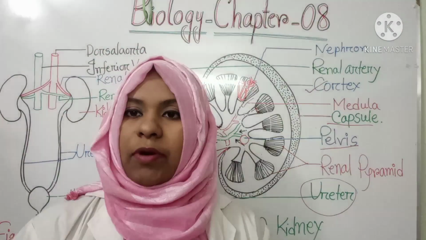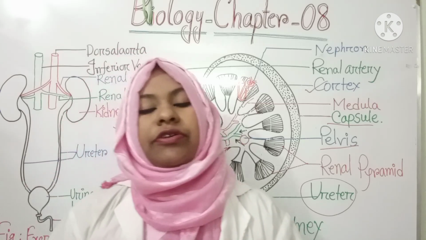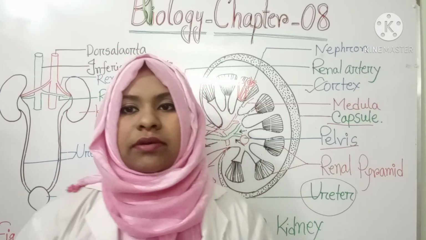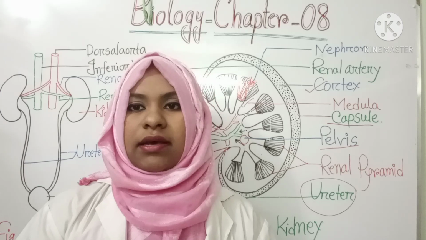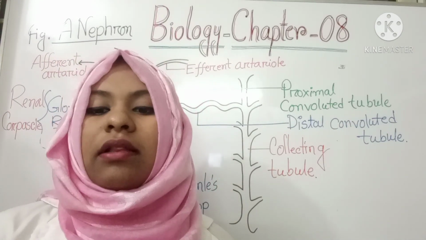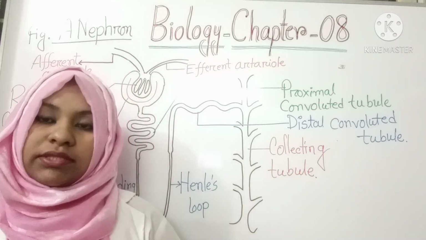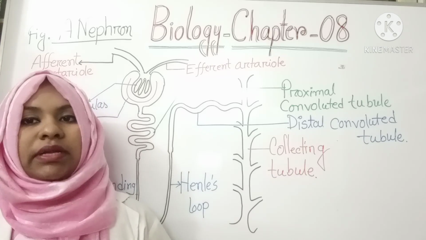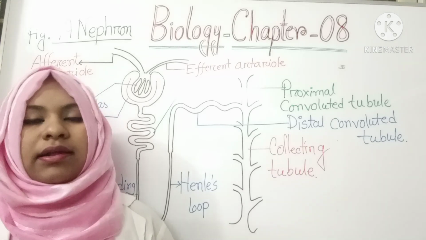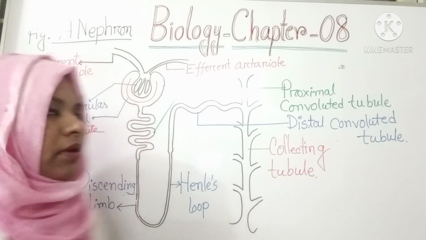Each kidney contains a particular type of tubules. These are uriniferous tubules. Uriniferous tubules have two parts, the nephron and the collecting tubule. The functional unit of the kidney is the nephron. Each kidney contains about 1 million nephrons. Okay, let's see the different parts of a nephron.